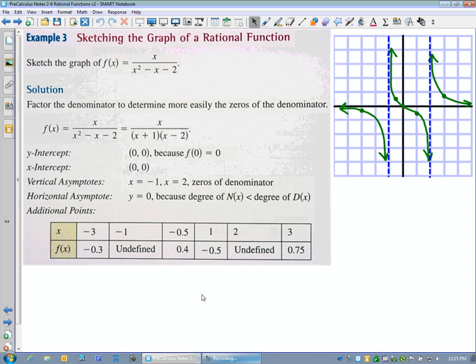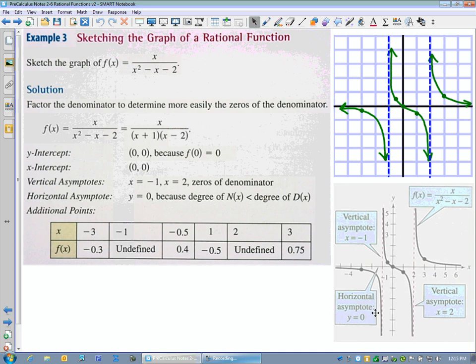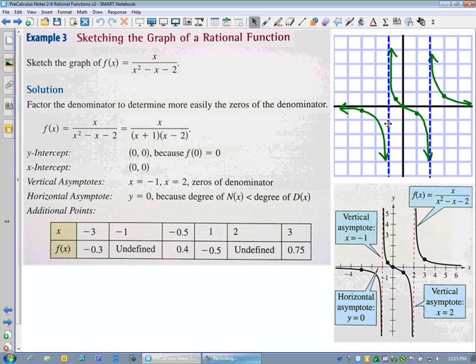rational function. And when we compare it to the book's answer, or the book's graph, we see that we get the same graph. Again, notice how a computer-generated graph doesn't put on the arrows, but we always do when we graph it by hand.